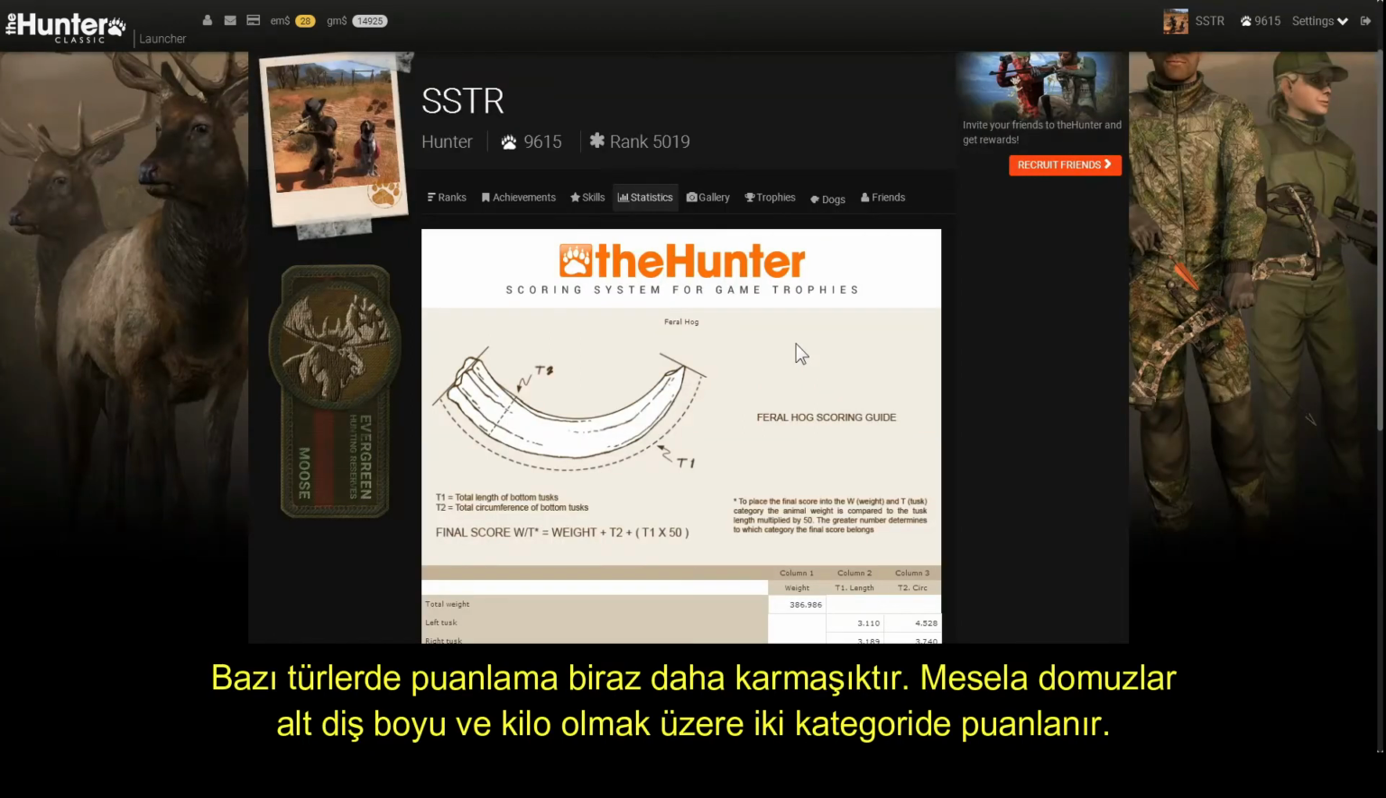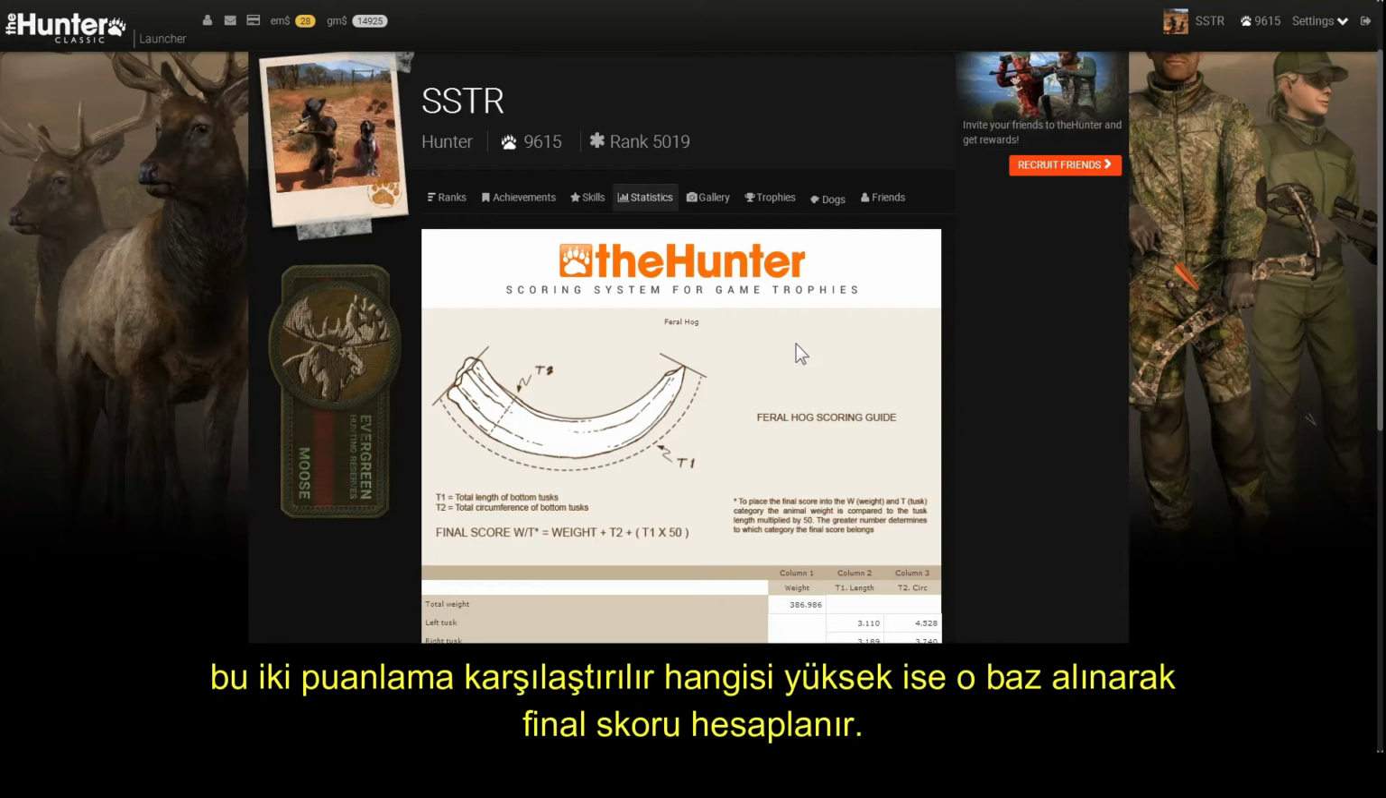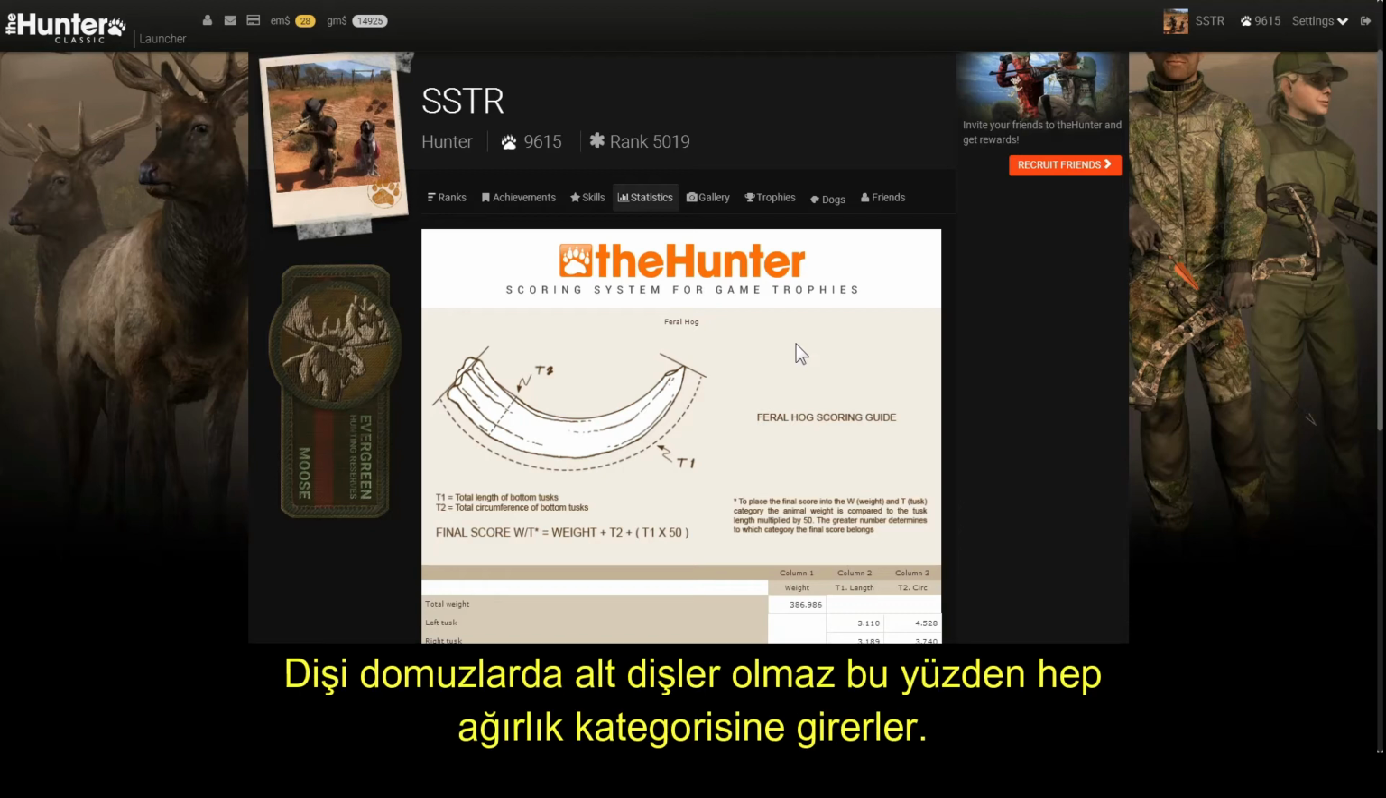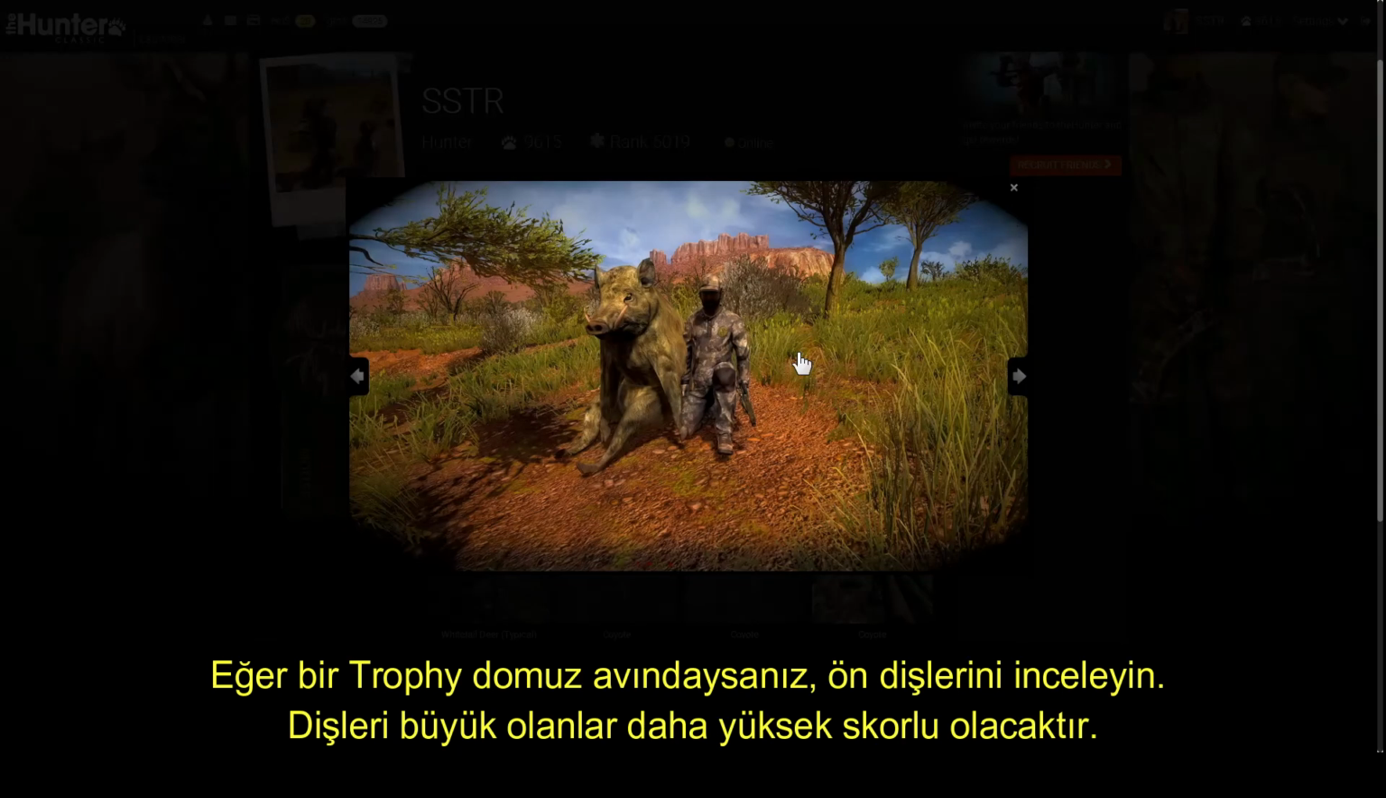Some species have a little bit more complex scoring than usual. For example, feral hog, which you may encounter pretty commonly, has two different scoring types, whacker and tusk. These two are compared with each other, and if tusk is high, it is scored by the tusk. If whacker score is high, then it is scored as whacker. Females don't have tusks, so females always score as whacker. If you are looking for a trophy feral hog, you should be looking at its tusks. The bigger they are, the higher it will score.